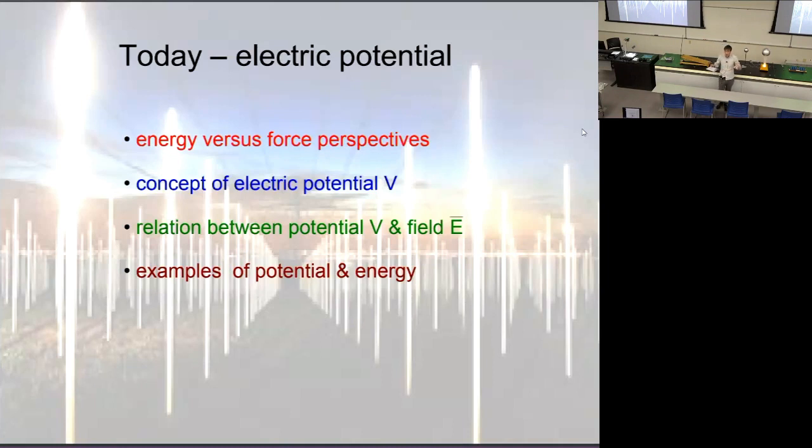Then we're going to get on to introducing the idea of electrical potential and the definition of electrical potential. We give it the symbol V, that's electrical potential. We'll talk about the connection between the electrical potential V, the new thing, and the electrical field, the electrical force, the old thing. And then we'll look at examples, illustrations, problems involving electrical potentials and electrical energy. So that's really the plan.